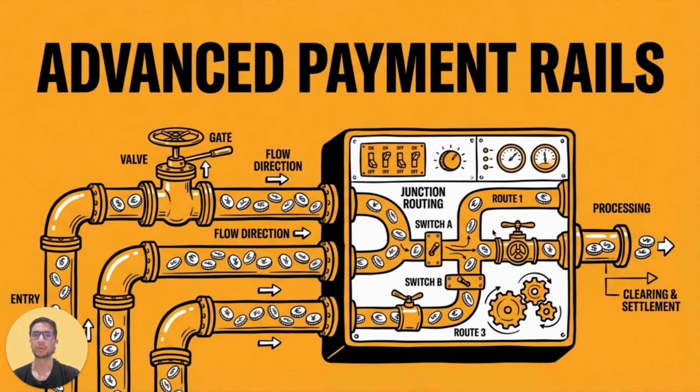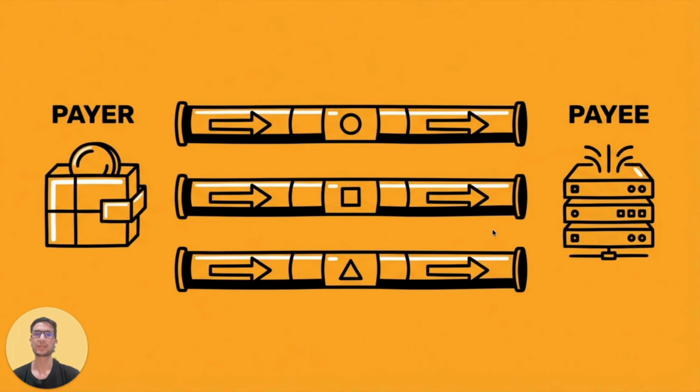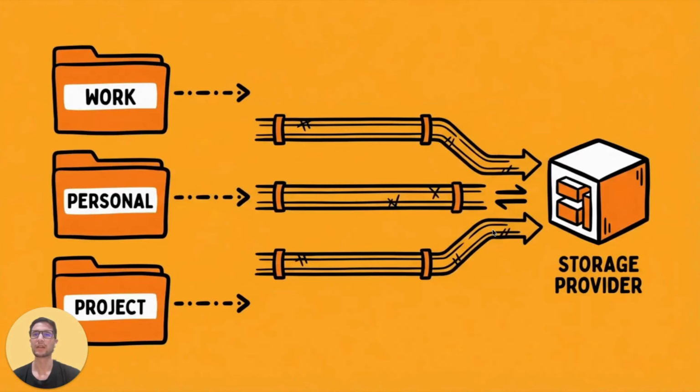First up, multiple payment rails. Here is something that trips people up initially. A payer and a payee can have multiple rails between them. And you might be thinking, why? Why not just one big rail? Well, think about how you might organize your files.